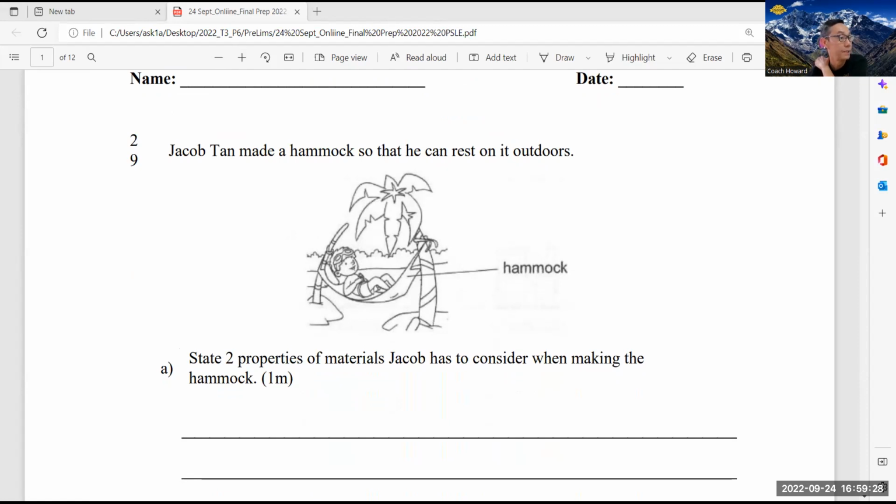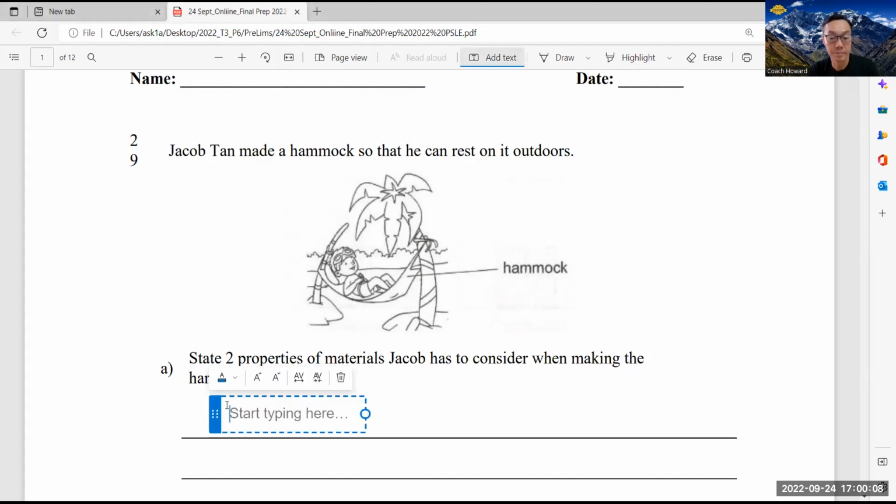Strength and flexibility is the answer for the first question. Okay, next one, part B.